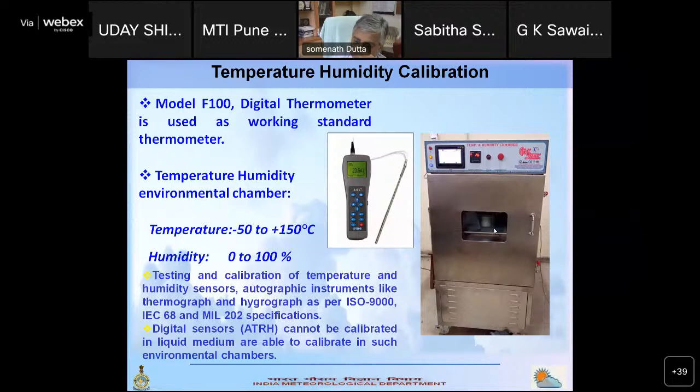Remember, calibration is always a range calibration. Calibration and comparison are different things. Comparison means on the spot you are comparing the values of two instruments, one standard and one DUT, but calibration is the range calibration. Again, we create the humidity also for 10%, 20%, 30% humidity, and accordingly you will get the humidity automatically on the screen.